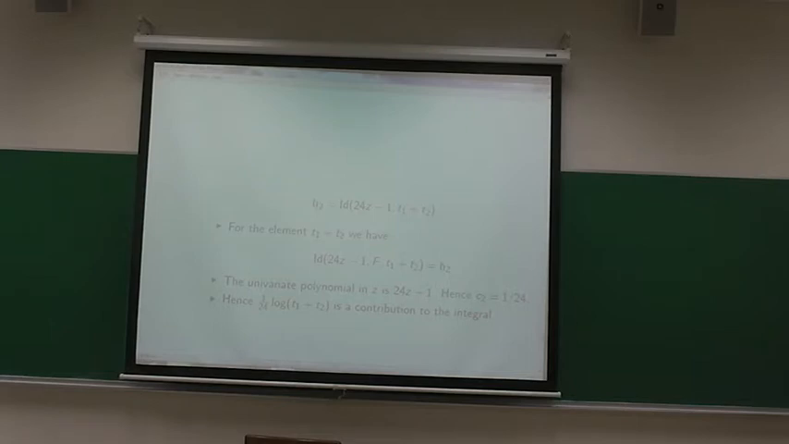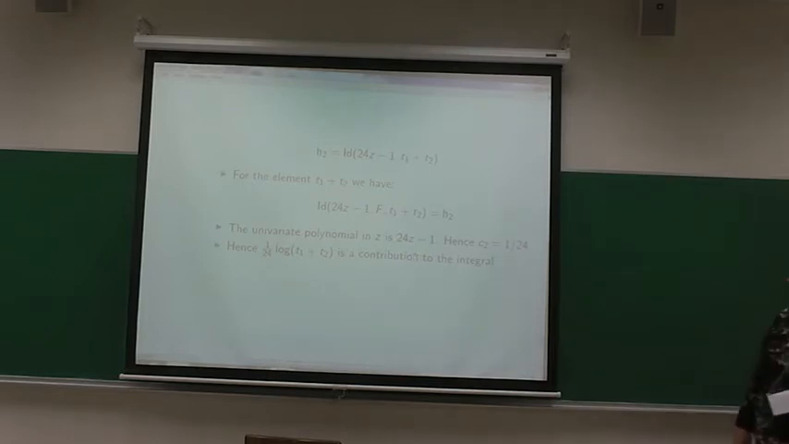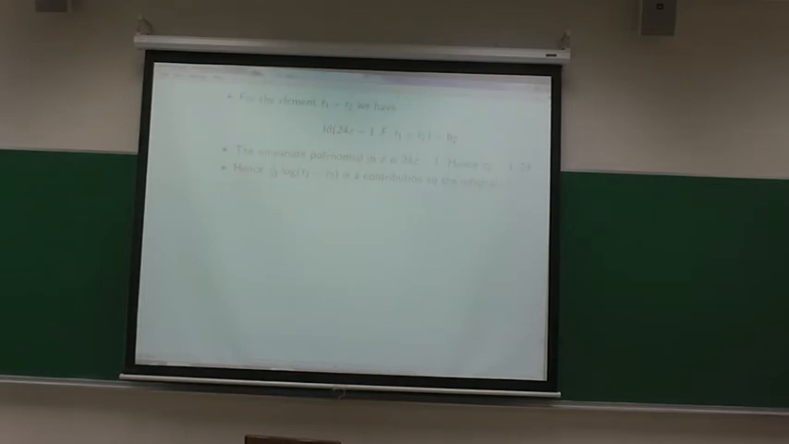And then for the element t1 plus t2, we have this condition, and the univariate polynomial in z is 24z minus 1. So we get that the residue here is 1/24. So we get this contribution to the integral. And there is a criterion for where to stop, and in this case, we just verify that, putting it all together, we get the integral. So that's how it works for this example.